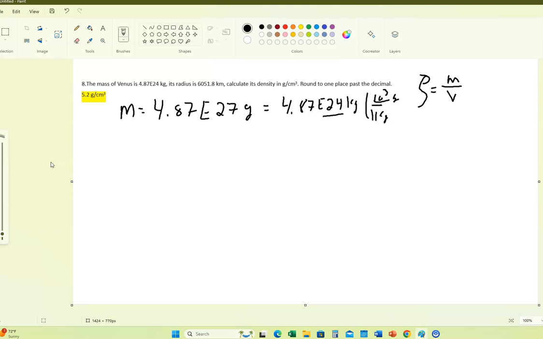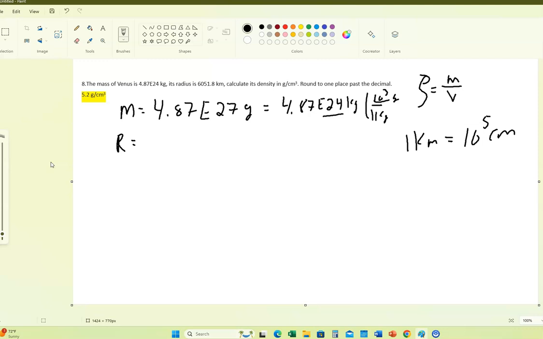So the more difficult one is R. We've got to change R from kilometers to centimeters. I'll just write this down. 1 kilometer is the equivalent of 10 to the 5th centimeters. If you just use that conversion, you could do it in 2 steps: 1 kilometer is 1,000 meters, and 1 meter is 100 centimeters. That's how you get the 10 to the 5th.